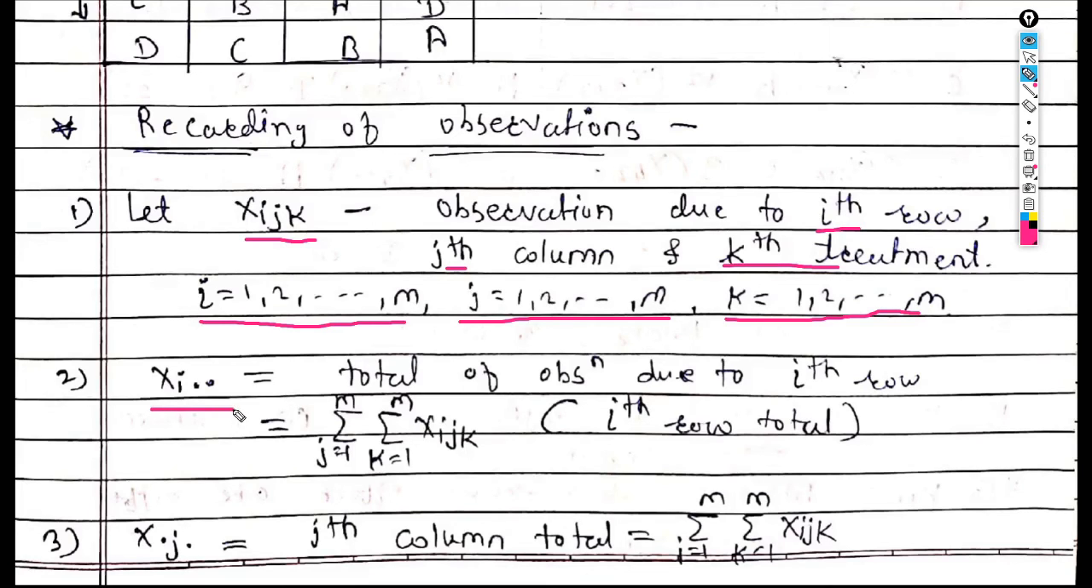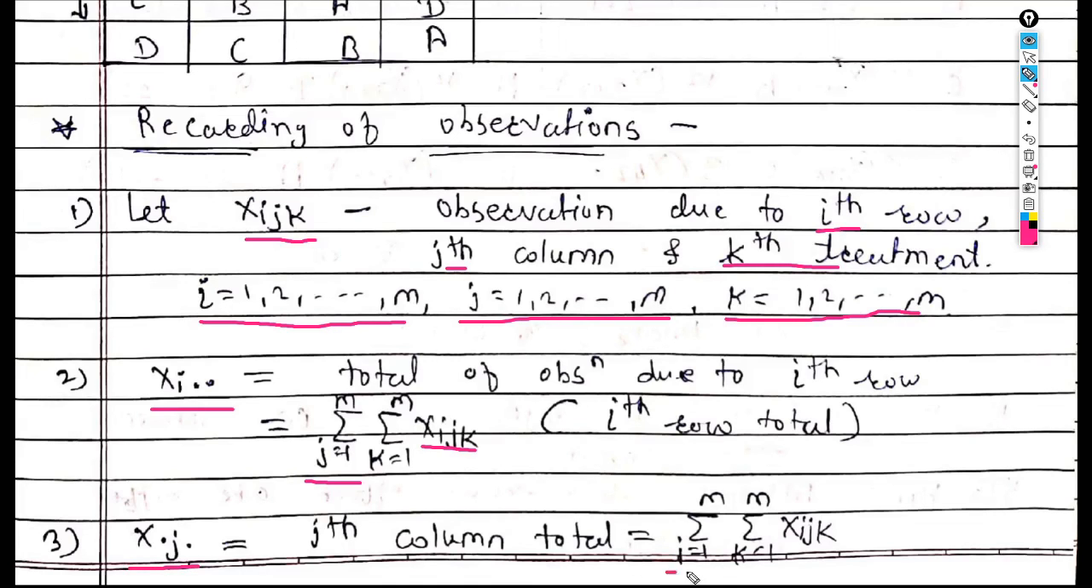Now x_i.. is the total of observations due to the ith row. It means the total of all observations which are in the ith row, and it is defined as summation over j varies from 1 to m, summation over k varies from 1 to m, x_ijk. That is the ith row total.